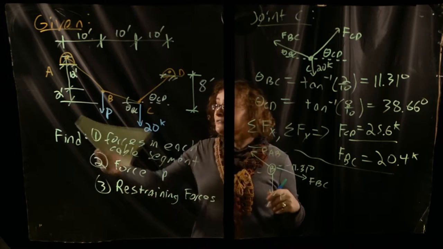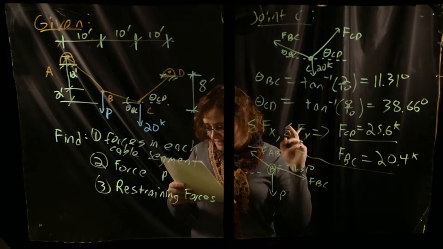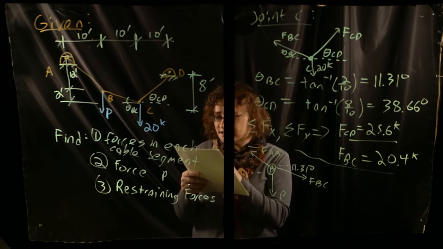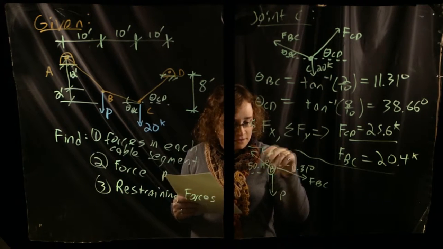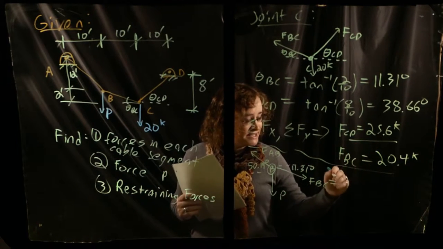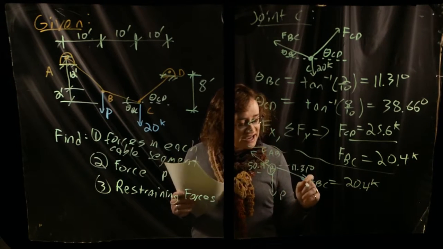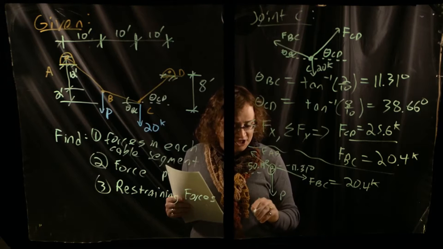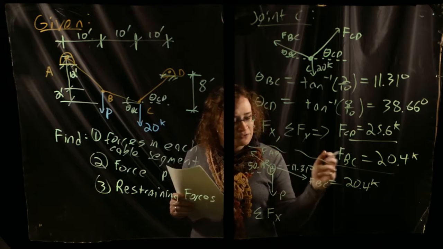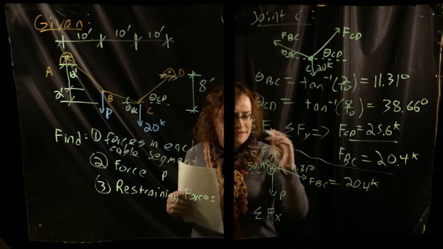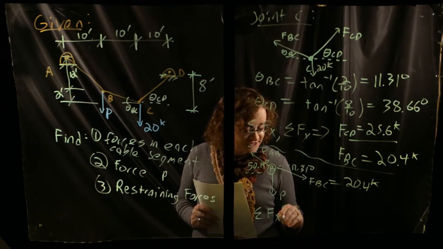If you work through the inverse tangent of 12 over 10, you will find that this angle is 50.19 degrees. And we know FBC again is 20.4 kips. If I do a summation of forces in the vertical and horizontal direction, I can get FAB from the summation of forces in the horizontal direction, and then the force P from the summation of forces in the vertical direction.